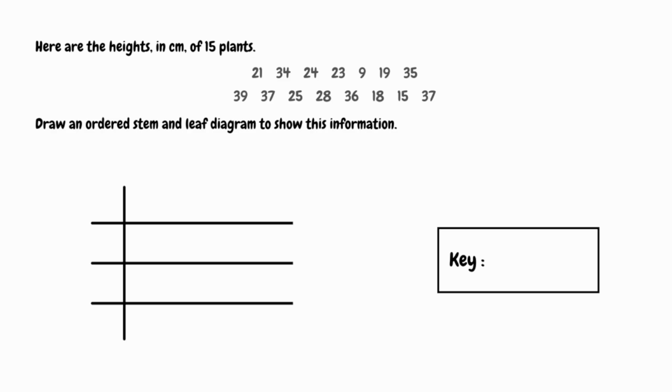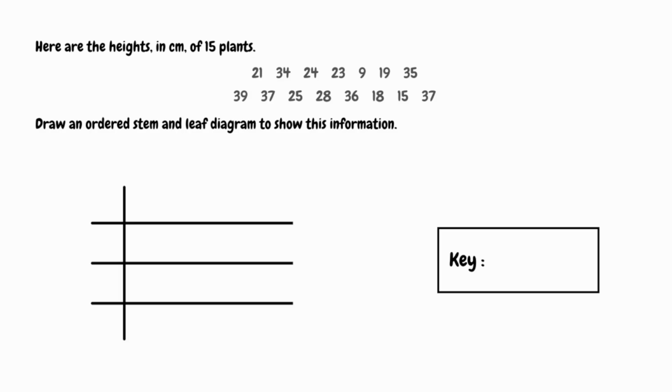So what I'm going to do first is look for my smallest value, which in this case would be 9, and then our largest value, which is 39. So looking at all of the numbers we were given, we can see that all of them, except for one, are 2-digit numbers. So because that's the biggest amount of digits we have in a number, that's what we're going to use. So because we have 2 digits, we have our tens, which would be the stem, and then we have our units, which would be the leaf.